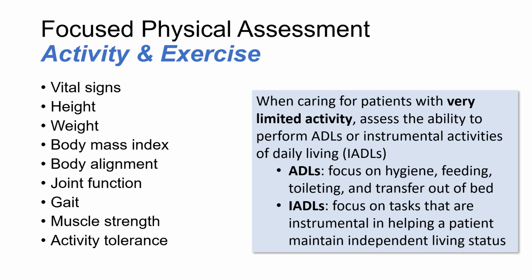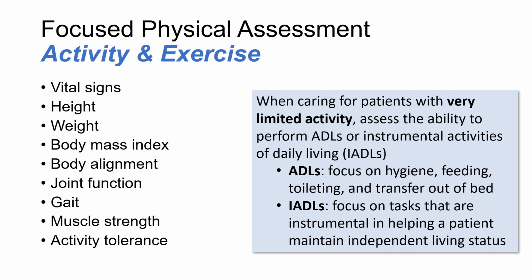So when you're doing assessment related to activity and exercise, you want to check their vital signs, get their height and weight so you can determine their BMI, check for body alignment, joint function, actual gait, muscle strength, and activity tolerance. All of these things are involved when you're assessing their activity and exercise. So when a patient has very limited activity and you're assessing them, we're going to assess 2 categories: ADLs, which you're familiar with, and then instrumental ADLs.